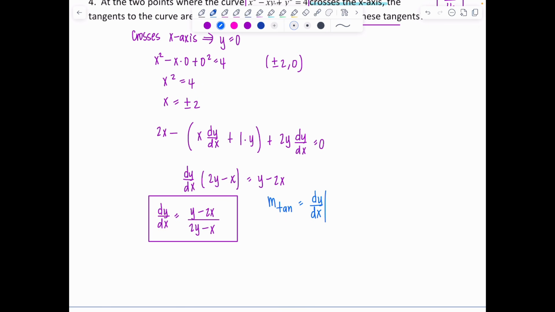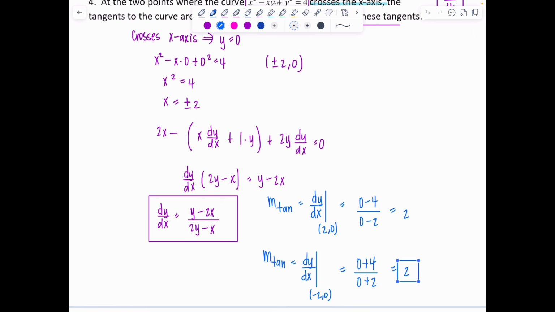Okay, let's evaluate it at positive (2, 0). That would be 0 minus 4 over 0 minus 2, negative 4 over negative 2, that's 2. And then let's get the derivative at (-2, 0). 0 plus 4 over 0 plus 2. Oh, check that out. That's also 2. So our answer is 2. Good? Great. Then we can move on to the next idea.